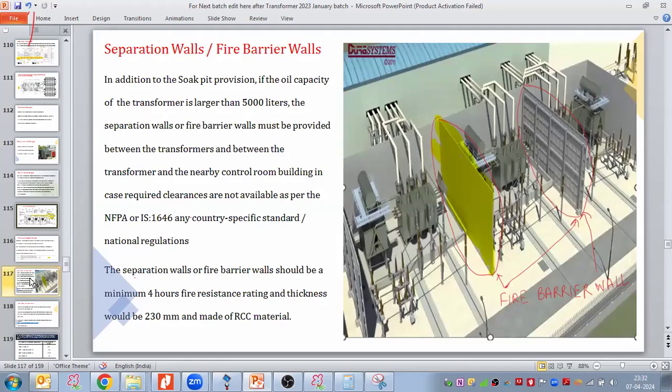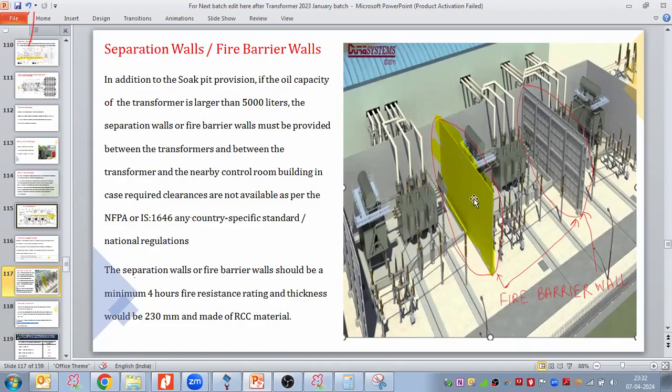Now, as we discussed, the transformer tank and radiators are connected with the tank by external nut, bolt and washer. They are not integral with the main tank enclosure, and there is a possibility of oil leakage. Due to that oil leakage, if any arc current is flowing and an arc happens, there is a possibility of fire near the transformer. So in order to protect the other transformer from fire, we need to provide a fire barrier wall near each transformer.